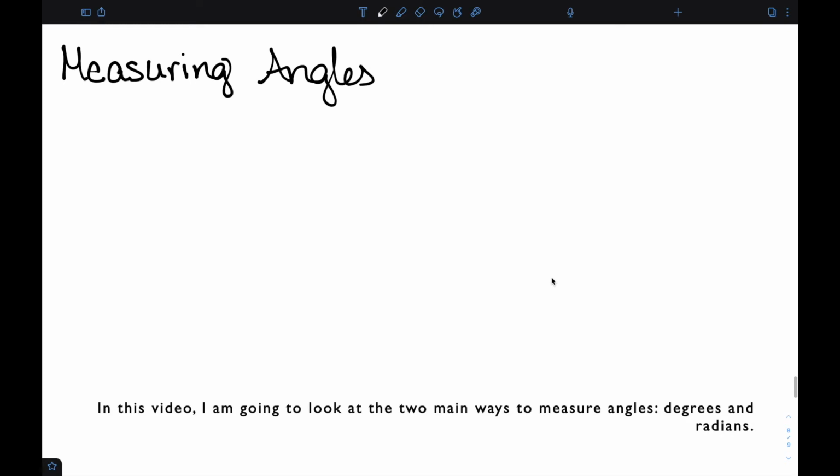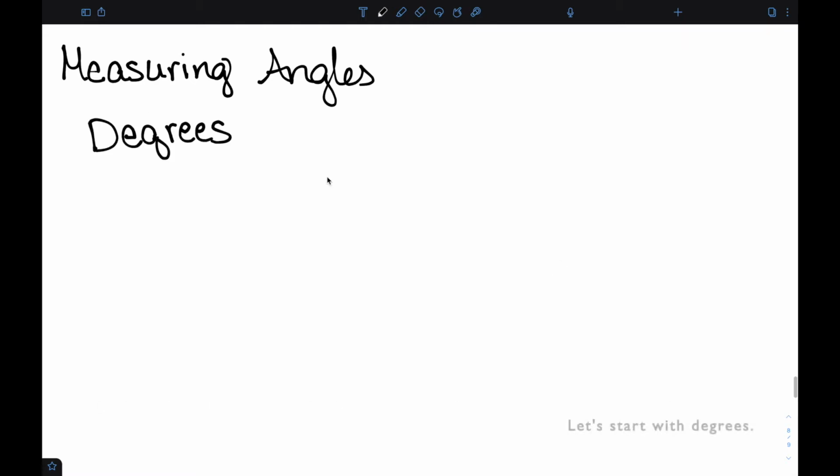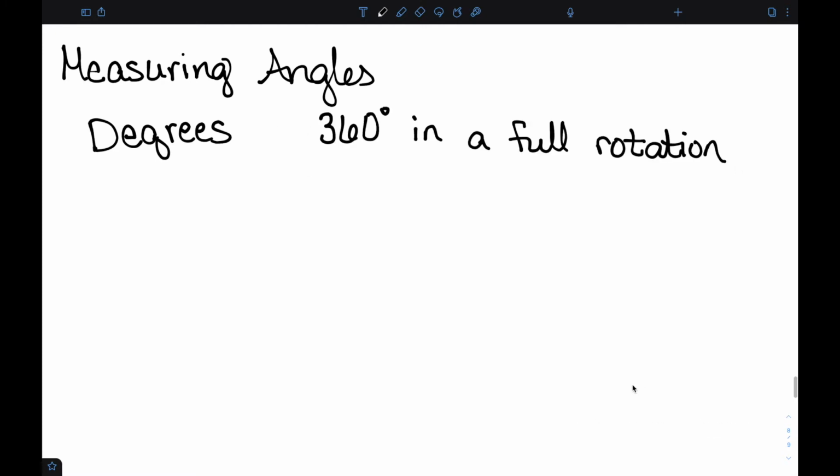In this video, I'm going to look at the two major ways to measure angles, degrees and radians. Let's start with degrees. With degrees, there are 360 degrees in a full rotation.